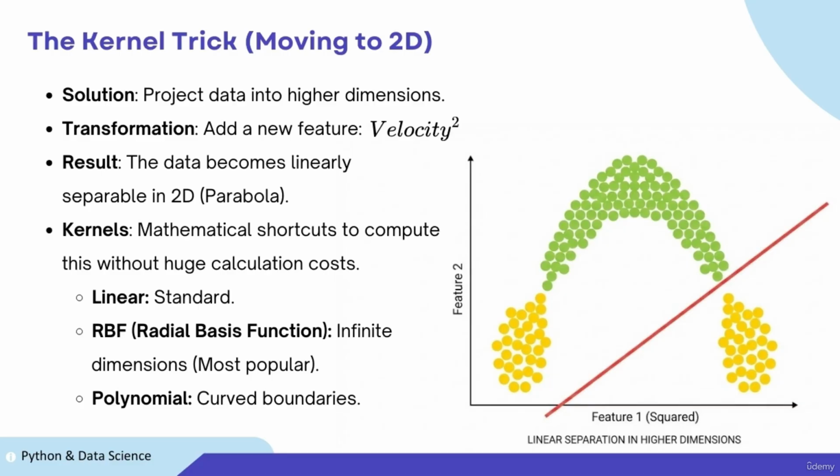This is where the kernel trick comes in. We can't separate the data in 1D, so we project it into 2D. We create a new dimension, speed squared. Mathematically, this lifts our data onto a parabola curve. Suddenly, the high efficiency points are at the bottom of the curve, and the low efficiency points are at the top. Now we can draw a straight line to slice the top from the bottom. The kernel trick allows us to solve complex curved problems with simple linear math in higher dimensions.